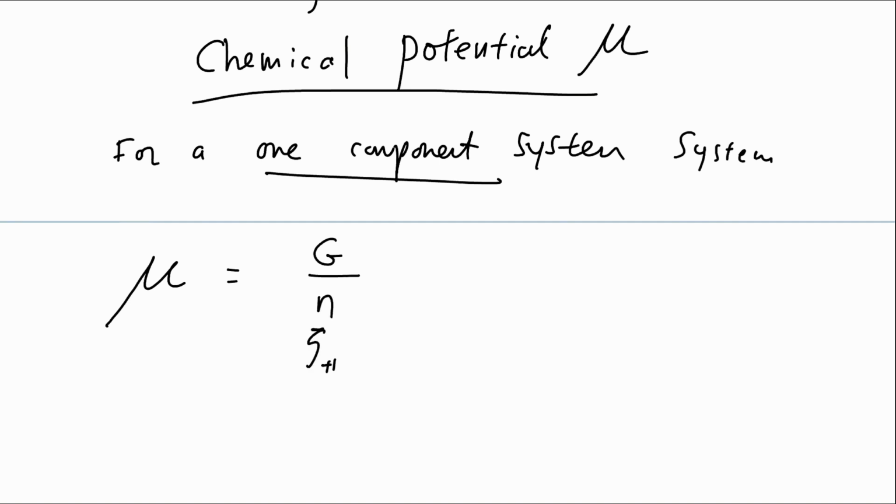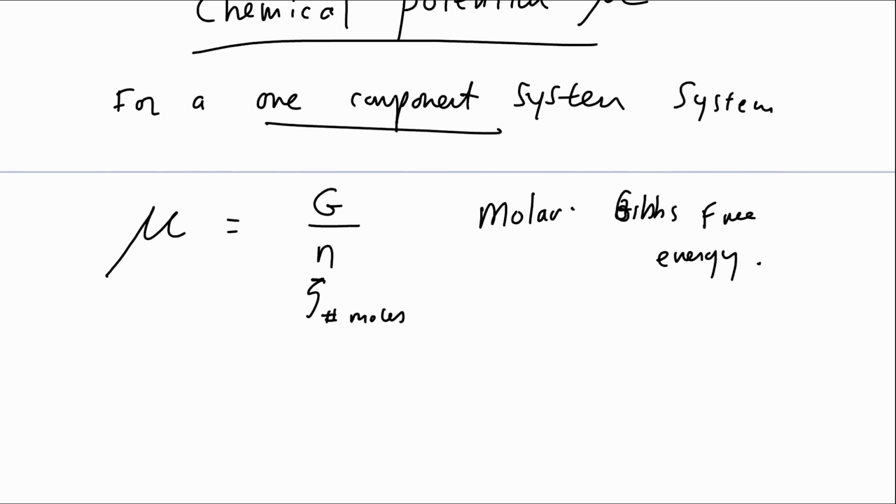So this is the number of moles. So if I have a system that's got some arbitrary number of moles in it, it has a Gibbs free energy, an extensive quantity, right? It also has a chemical potential, and I just divide the G by N. It's the molar Gibbs free energy, right?